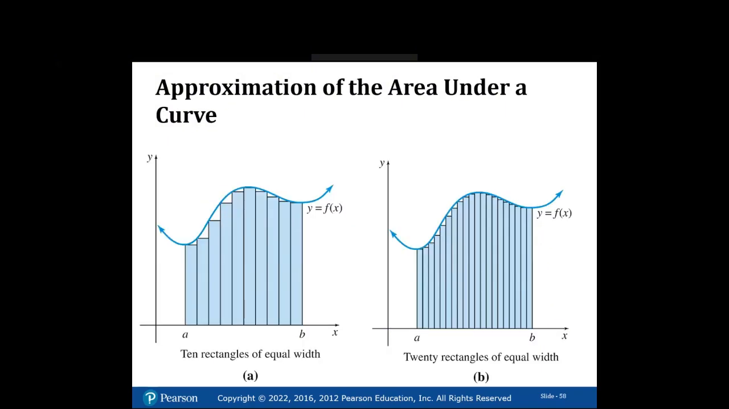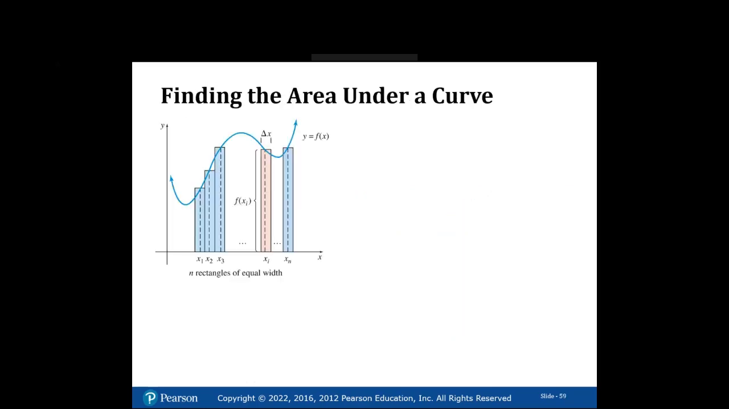And here you can see on the graph having 10 rectangles versus having 20. Immediately you can see we're getting a better approximation here. Now, what I want to do is write a generic expression here. So here we have x1 to xn. That tells me I have n rectangles of equal width.